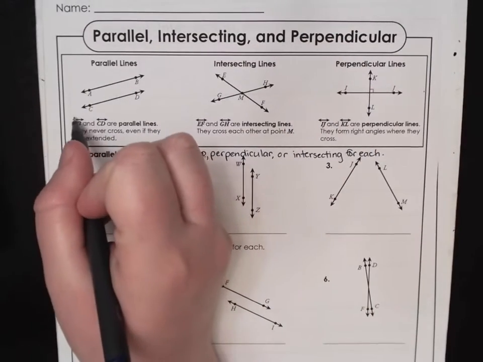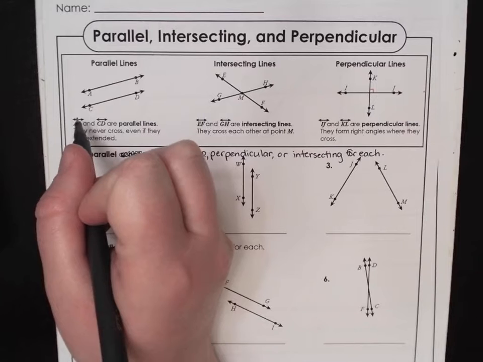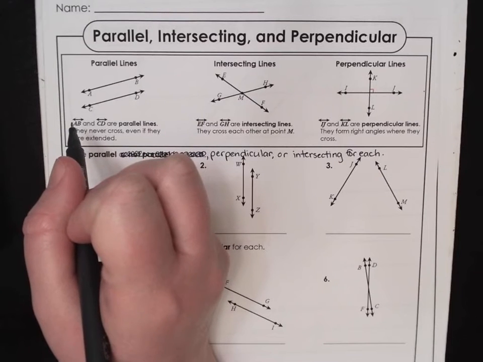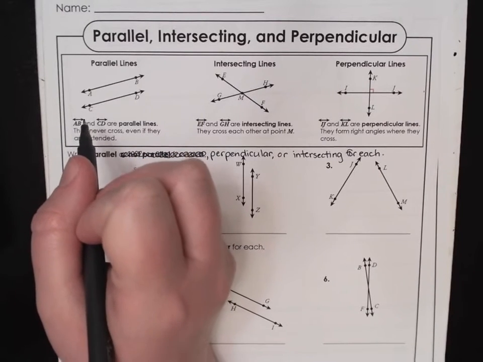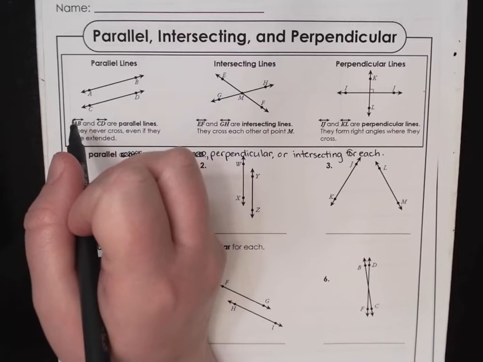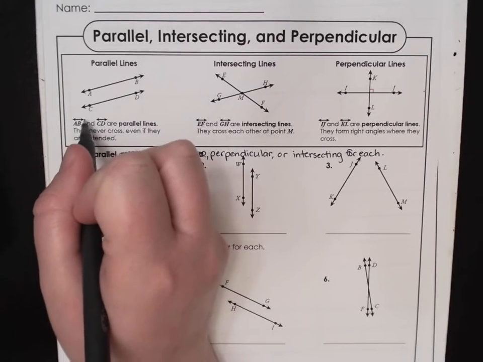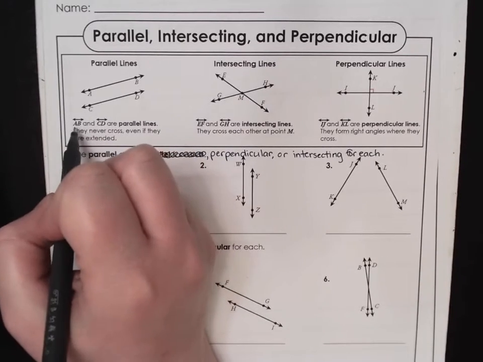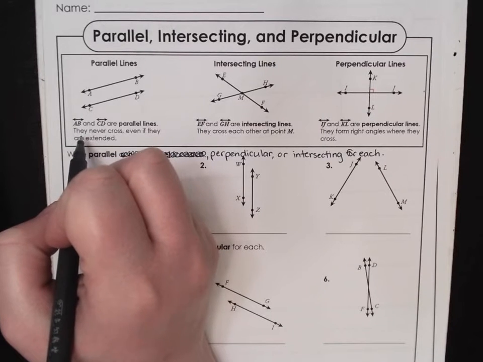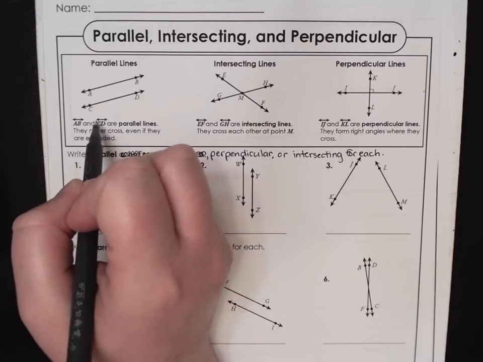Remember this little line right above AB, that's how we show a line. That's how we use our symbols. When we read and write geometry, you have to use those symbols. So that means line, and then your points are always labeled with capital letters. So line AB and line CD.